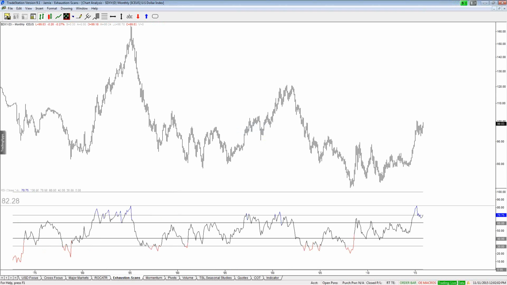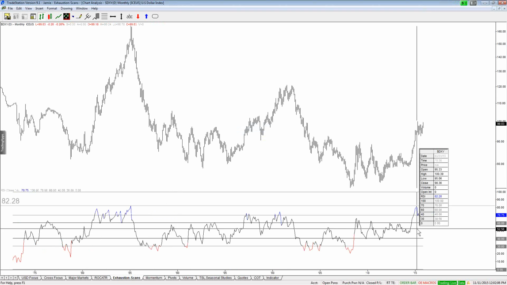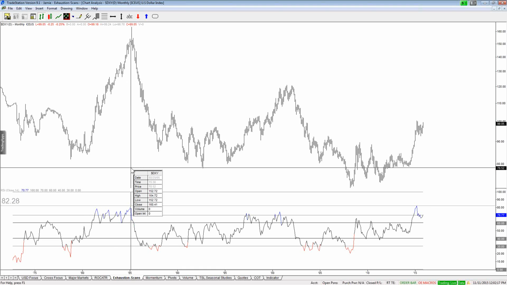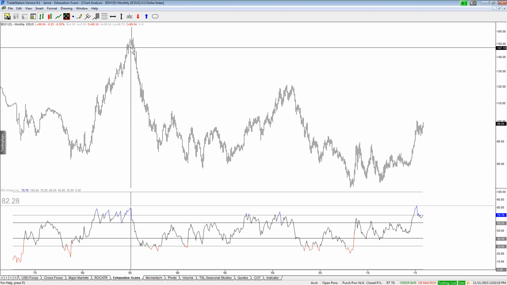What I wanted to point out: we had that RSI reading in March, which was like 82 on a monthly chart, right? Crazy. And the only time we had seen something like that was the all-time high here in 1985. The Plaza Accord came in. That was when they devalued the dollar, central banks around the world, right?